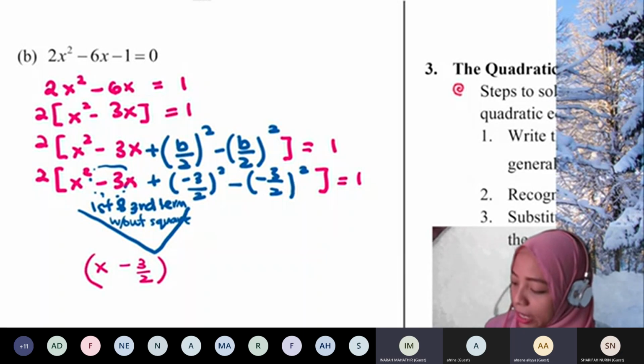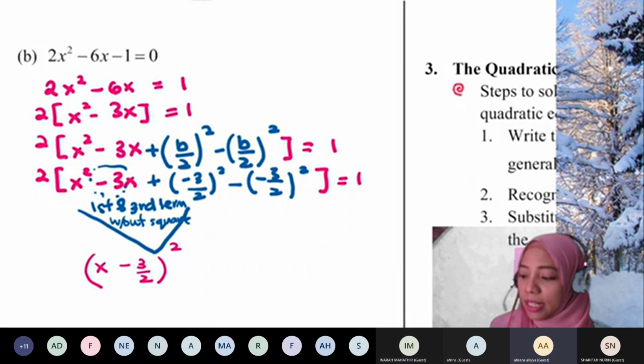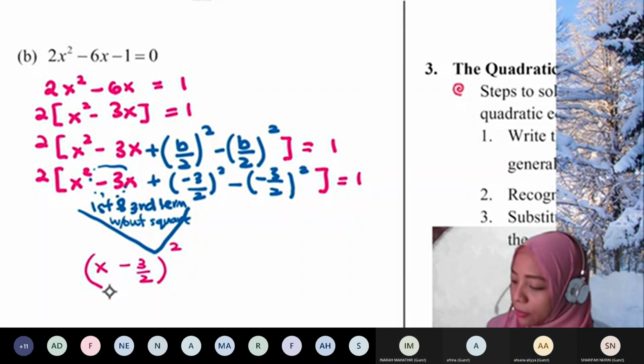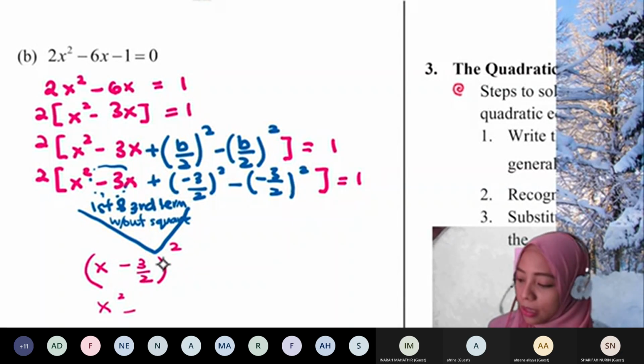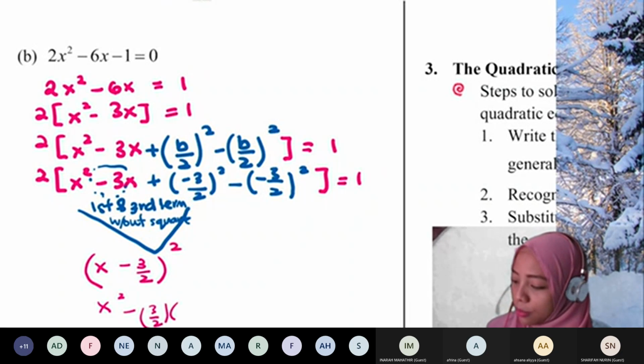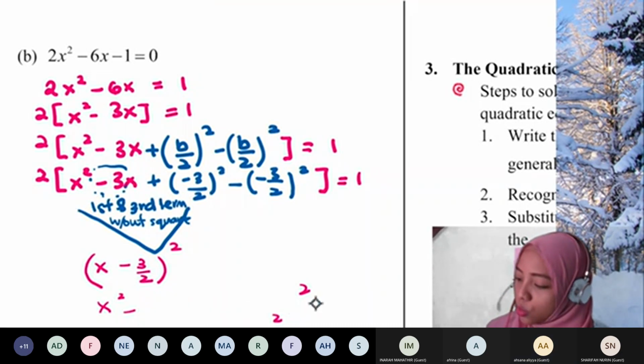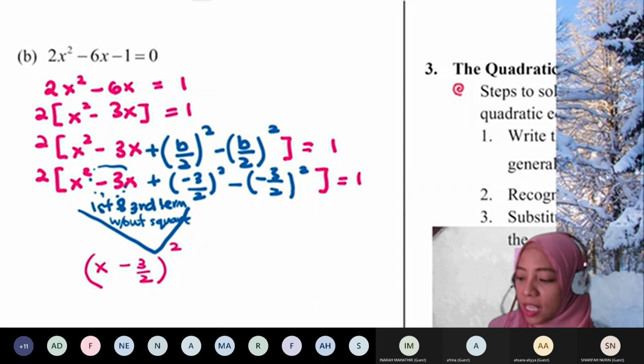Over 2, square. X minus 3 over 2 square. You tak percaya, you kembangkan, you dapat X square minus, okay, you hasil darab semuanya, all multiplied together. So 3 over 2 times 2 cancel. So dapat negative 3x and then plus with negative 3 over 2 square. Sama tak dengan 3 term ini? Sama. X square minus 3x minus 2. Tu you congak lah. Tapi tipsnya adalah first and third term without its square.